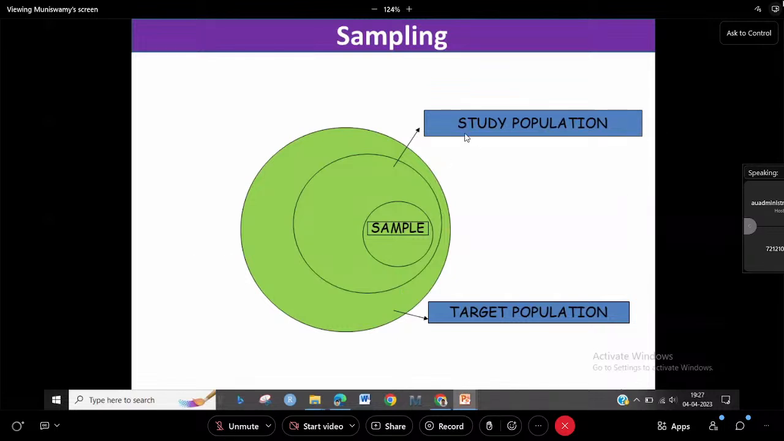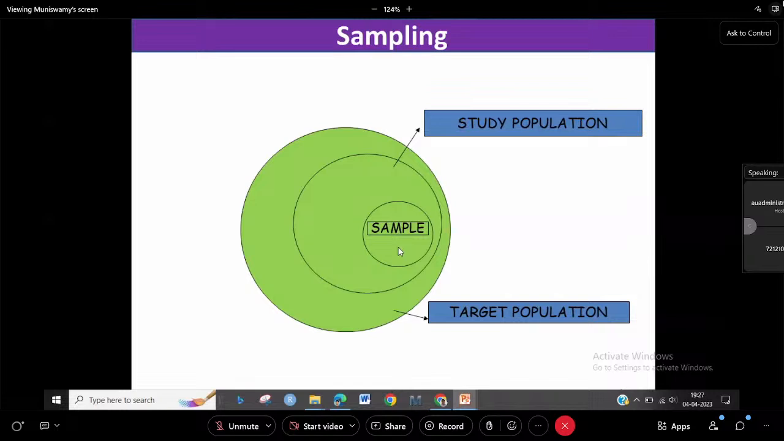Right? This is a target population. In the target population, first to identify a study population. In that study population, you take a sample of observations. Suppose first to identify the university. In the university, you identify a college. In the college, you identify a department, exactly where you draw the samples. So that is a sampling technique.